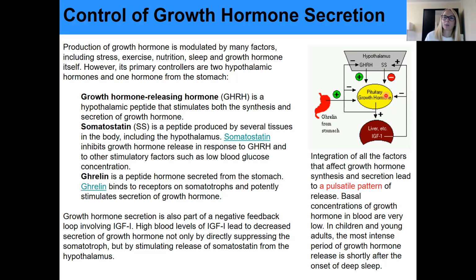Also, growth hormone secretion is part of a negative feedback loop by the help of insulin-like growth factor 1 that is released from the liver. So high blood levels of IGF-1 lead to decreased secretion of growth hormone, not only by directly suppressing the somatotroph, but by stimulating release of somatostatin from the hypothalamus.